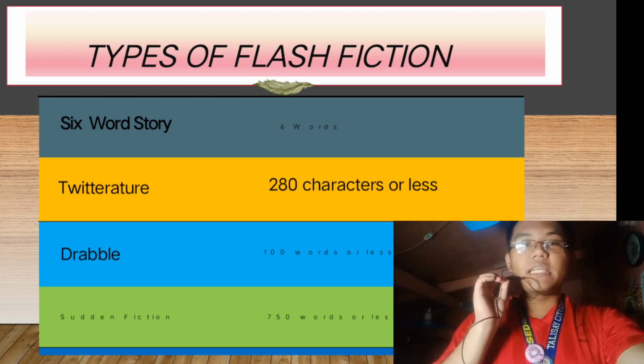Next is mini saga. A mini saga is a short story based on a long story. It should contain exactly 50 words plus a title of up to 15 characters. Next is the six-word story. It is an entire story told in only 6 words. Lastly, Twitterature. Twitterature is conveying a story using the app called Twitter.